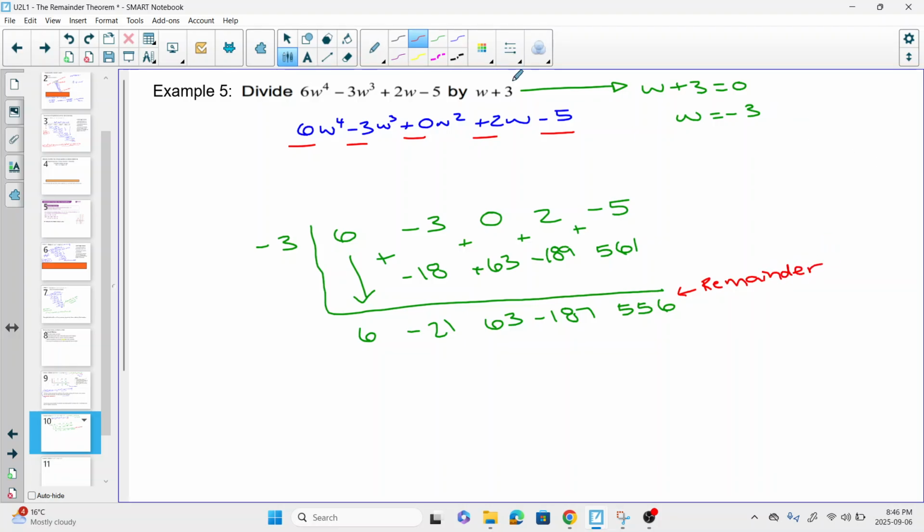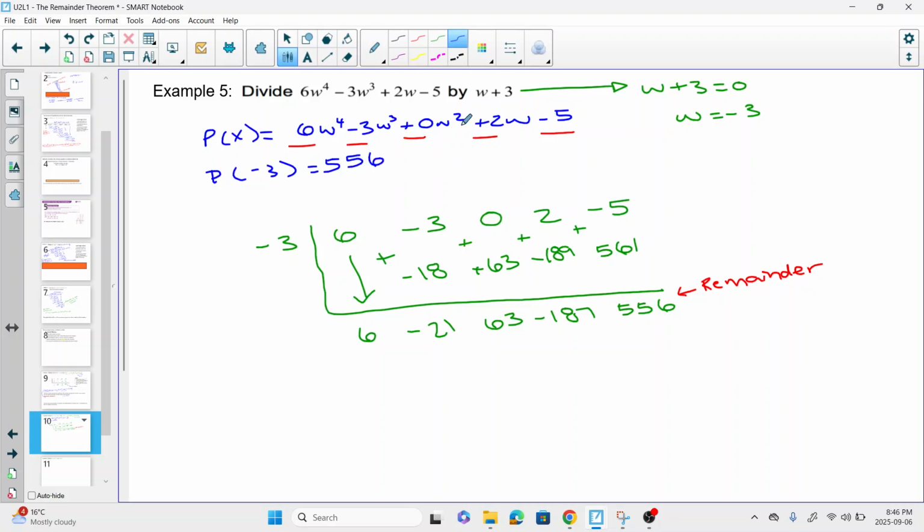And what we would expect here is if we subbed in negative 3, so let's call this function p at x, our polynomial. We now are pretty sure that p at negative 3 should equal 556. That's number one, and that's just a quick way you could check your work.